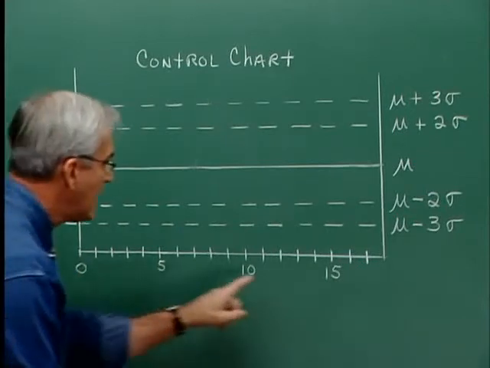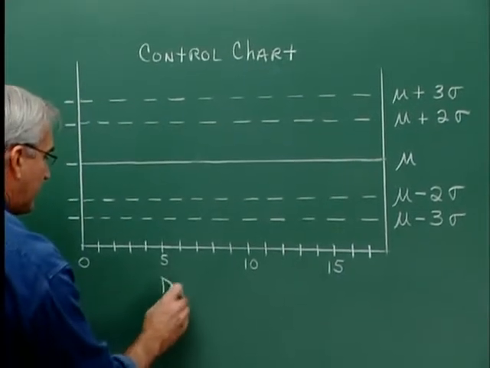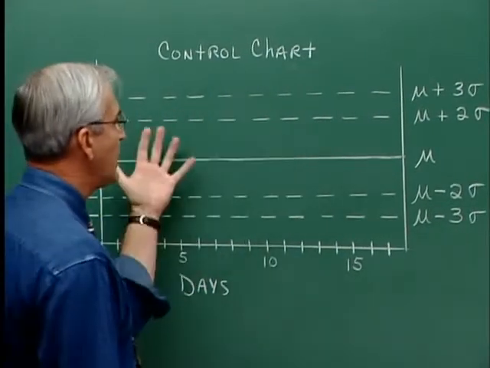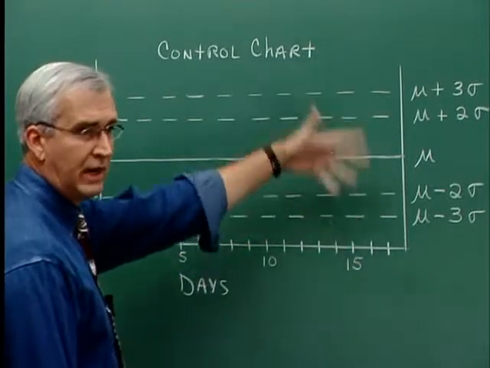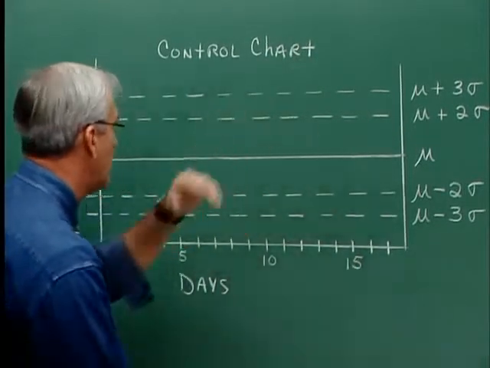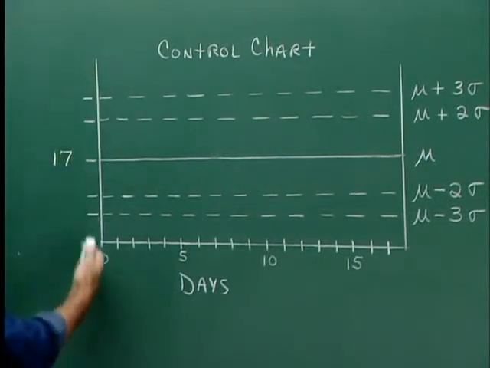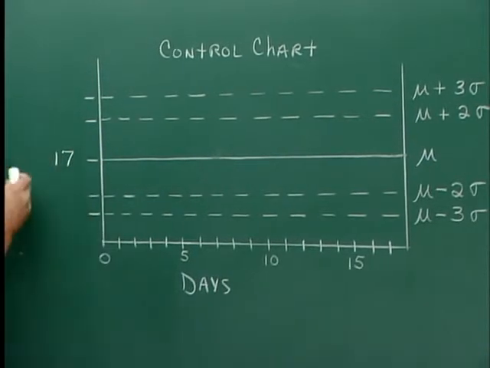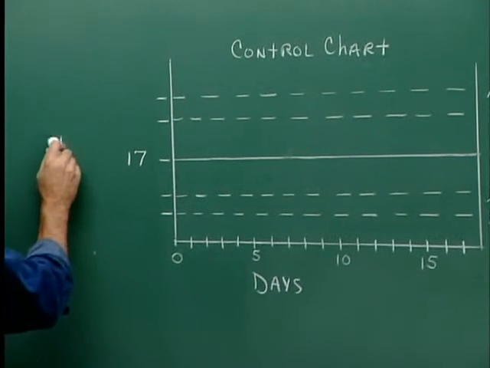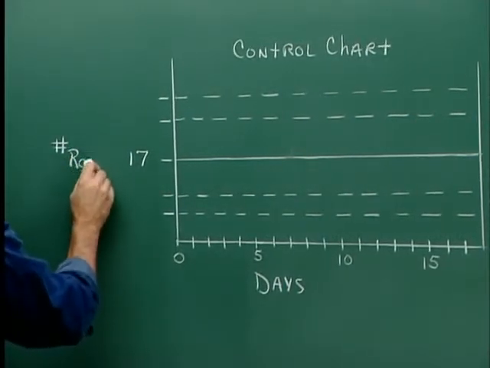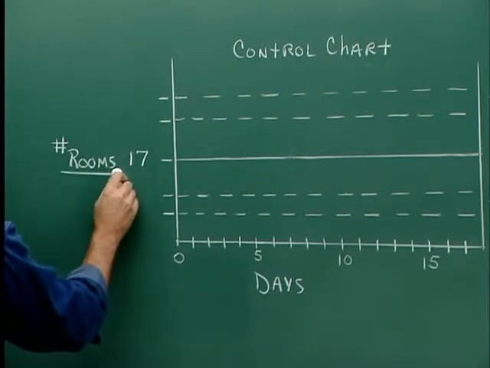Now, so the days are listed down at the bottom here, and we need some value associated with the mean and the standard deviations and all of that kind of business. So over here I'll just use the 17 as I mentioned, and this area of our control chart is some number of rooms left unprepared by 3:30 in the afternoon. All right, so that's the idea. So it's some number of rooms.